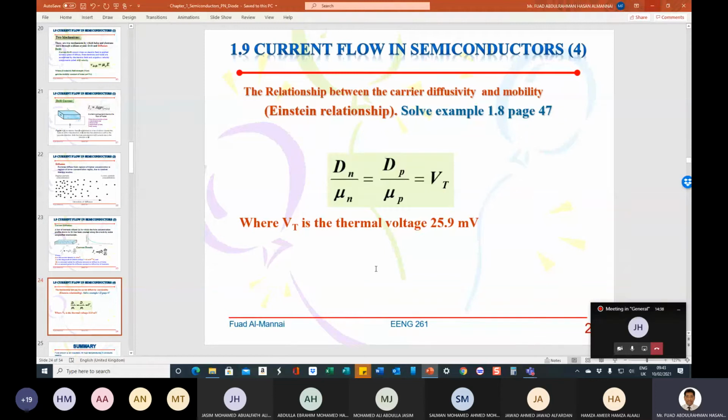The relationship between diffusivity and the mobility, they call it the Einstein relationship, is Dn over mu n is equal to Dp over mu p, and this relationship is equal to Vt. What is Vt? Vt is the thermal voltage, and it is equal to 25.9 millivolt.